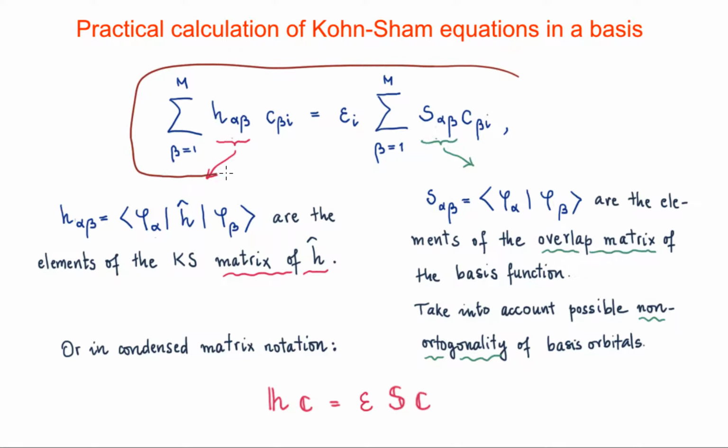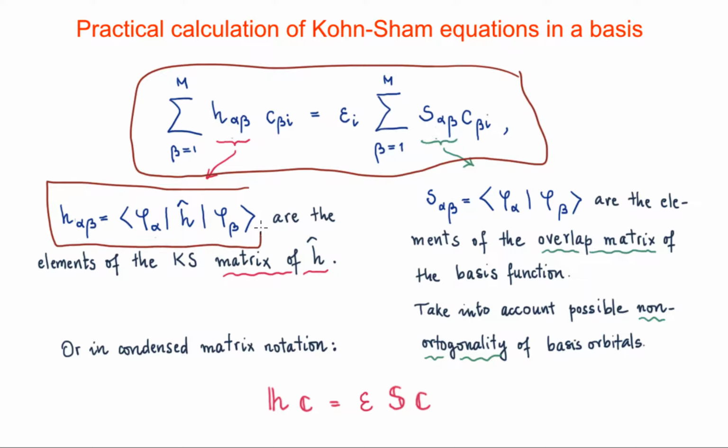Here we have different elements, and now we are going to see which are the different elements arising in this equation. First of all, this one, H alpha beta, is this one. As you can see, these H alpha beta are basically the matrix elements of this Hamiltonian operator in the Kohn-Sham equation, considering the generic basis we have considered before.